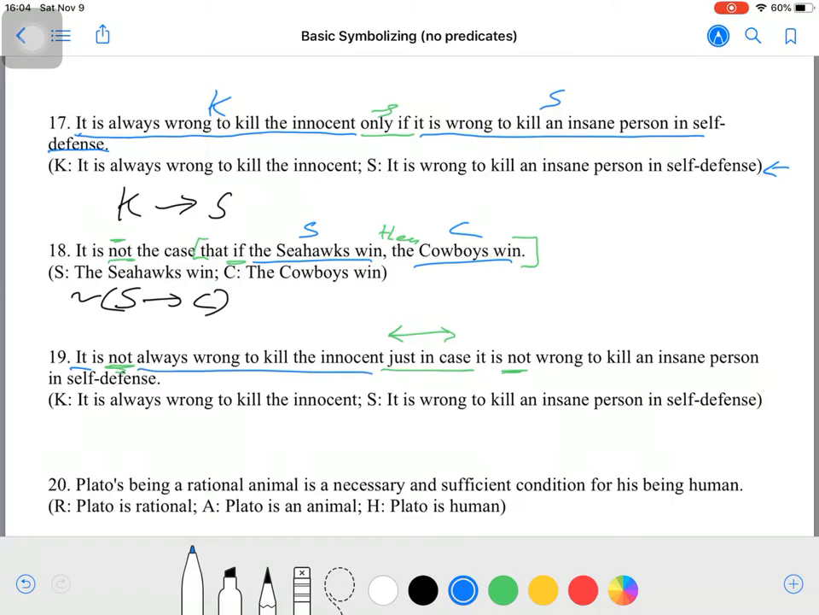It is always wrong to kill the innocent is K. And then it is wrong to kill an insane person in self-defense is S. And we know that we have some nots in there as well. So this would translate as, it is not always wrong to kill the innocent person just in case it is not wrong to kill an insane person in self-defense.